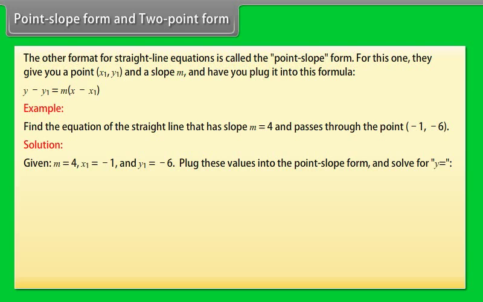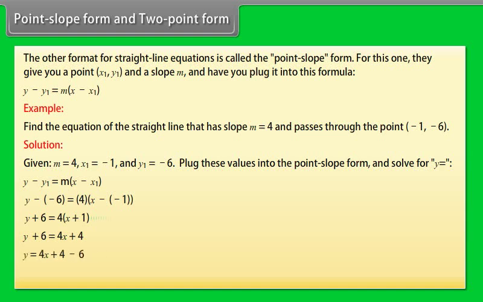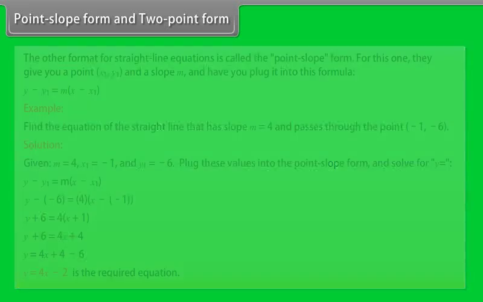Solution. Given m is equal to 4, x1 is equal to minus 1 and y1 is equal to minus 6. Plug these values into the point-slope form, y minus y1 is equal to m into (x minus x1). Substitute the values in the above equation and then on solving for y we get y is equal to 4x minus 2, which is the required equation.